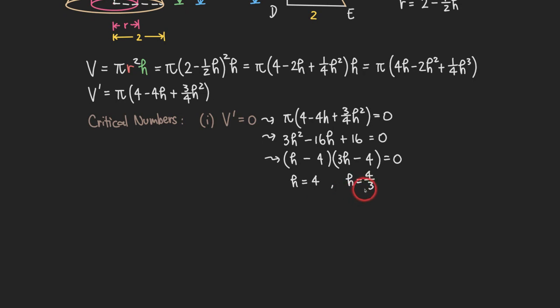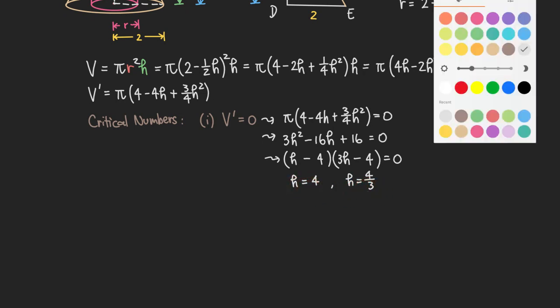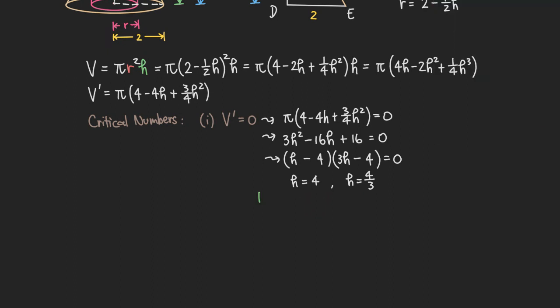Okay, so maybe that's the one that we want here, but then we don't want this one, so just keep that in mind, right? Just make a note somewhere just to remind yourself. So make a note here. If h is equal to 4, then r is equal to 0. So that's not okay, right? So remember that. Okay, anyway, let's continue with finding the critical numbers.